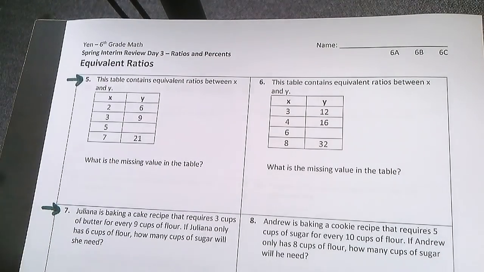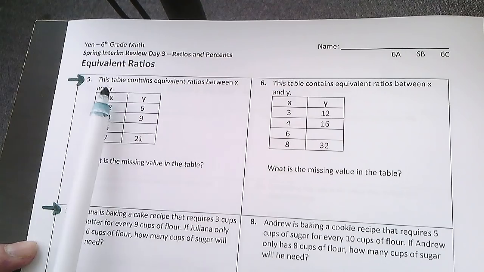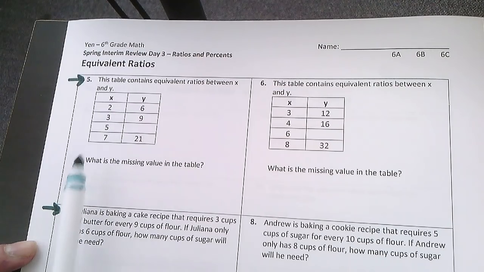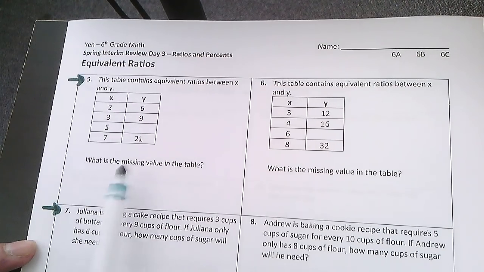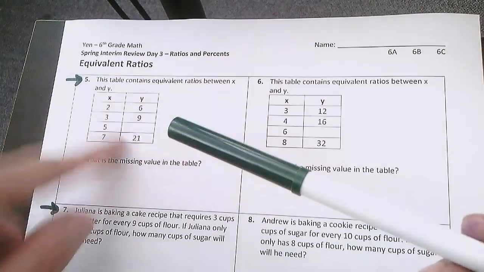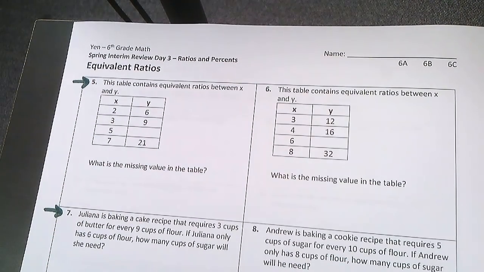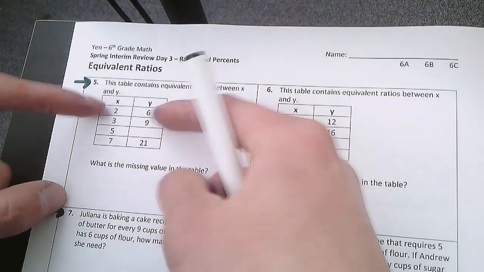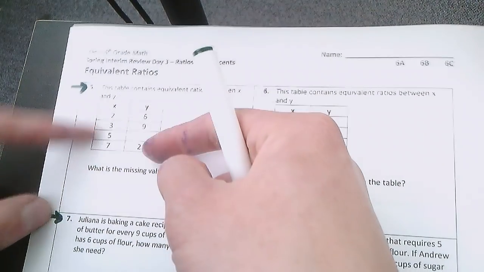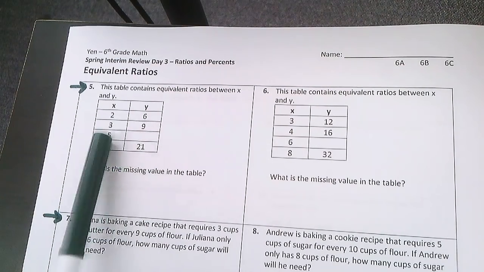Let's read the question. This table contains equivalent ratios between x and y, and here's the table, and what it's asking us for is, what is the missing value in the table? Whenever you have a table and you're trying to figure out the blank spaces, you just want to take a look at it and look for the patterns. You can either look for how things are changing, going up and down, or what the relation is as you look across.